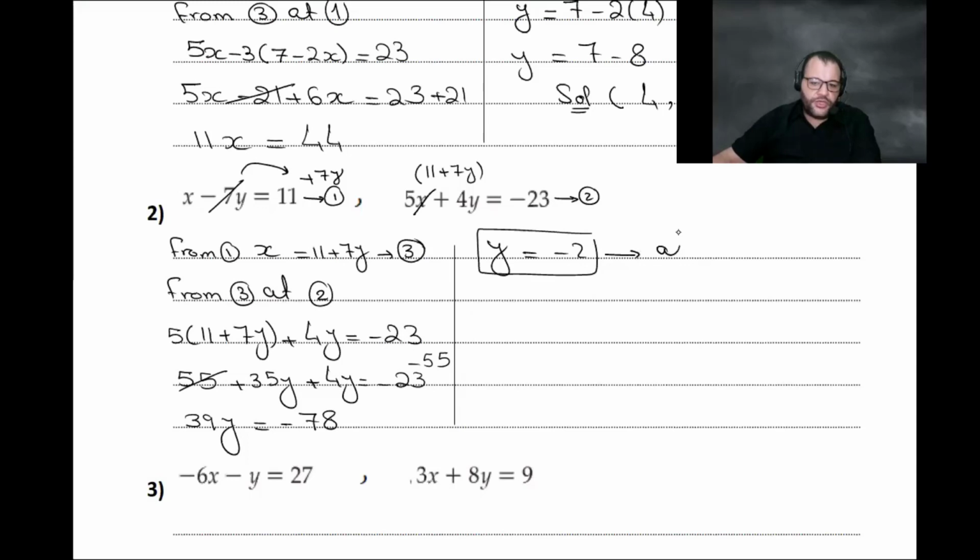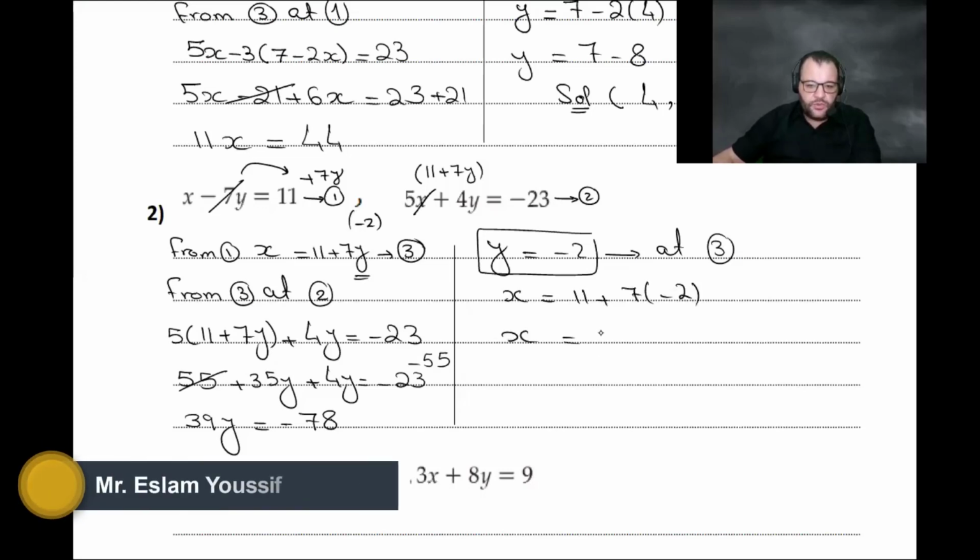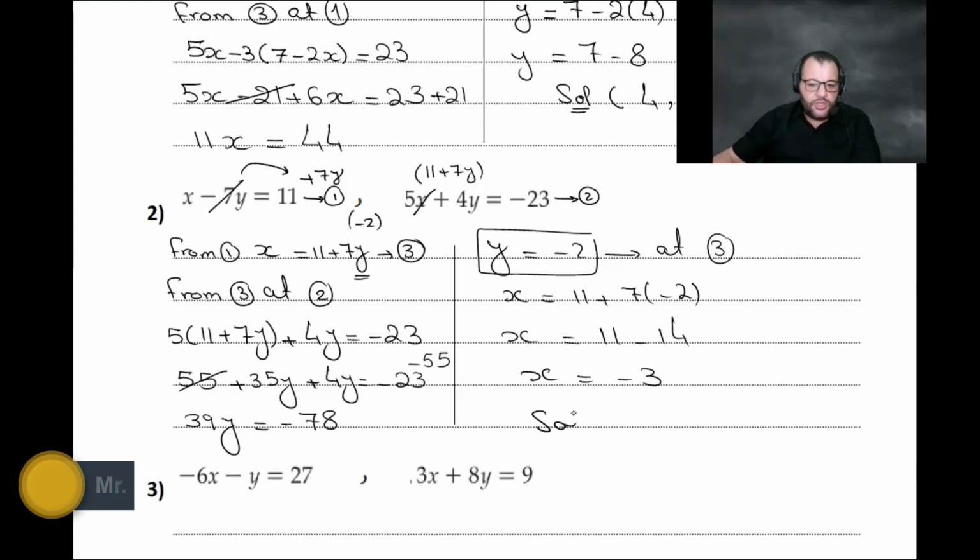Having found the value of y, we go to which equation? Equation number 3. So instead of y, I will replace it with negative 2. It means x equals 11 plus 7 times negative 2. Then x equals 11 minus 14, which means x equals negative 3. So the solution now will be negative 3, negative 2. Yes.